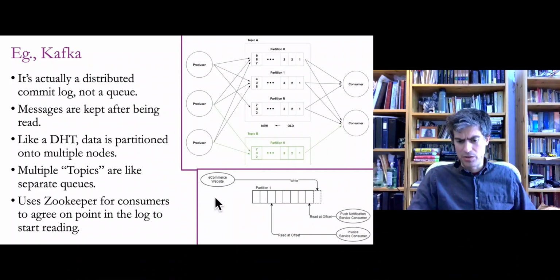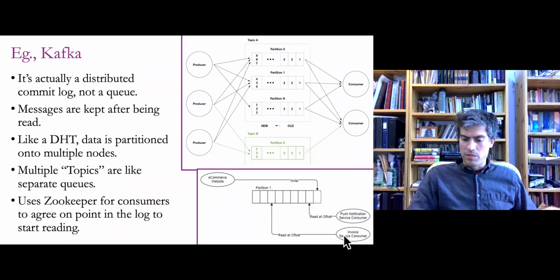This picture at the bottom shows the Kafka log, where the producer is adding new data to the end of the log, and we have two different consumers at the same time subscribed to this data, reading left to right. The same data will be read twice by two different consuming applications. These are not replicas of the same application. These are two different types of application. One of them is the invoice service consumer, the other is the push notification service consumer. So they're doing different business functions on the data.